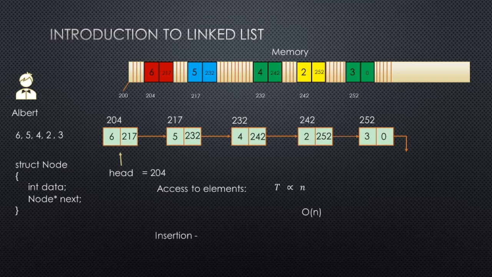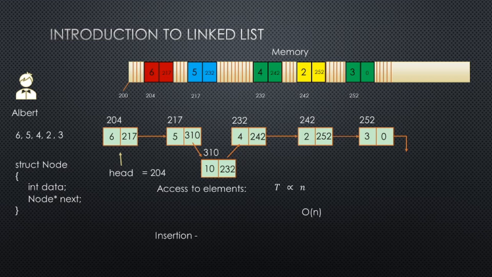Insertion in the list. We can insert an element in the list. We just add a node and adjust the links. Let's say I want to add 10 at the third position in the list. All we need to do is create a node and put the value 10 in the data part. We will adjust the link of the second node to point to the node with the value 10, and this new node will then point to the node with the value 4.